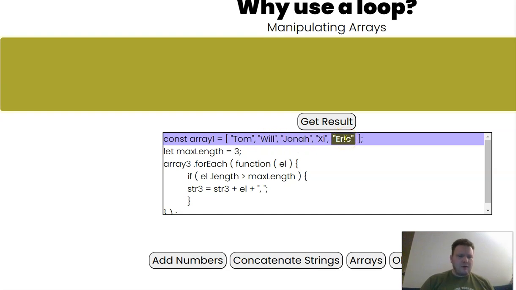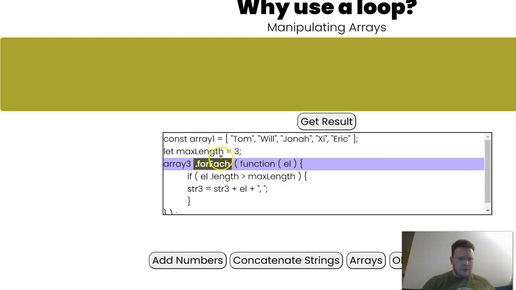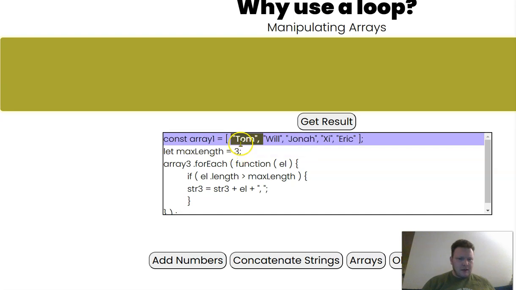And we have 5 elements or 5 names in this array: Tom, Will, Jonah, Shi, and Eric. Now we are going to form a filter so that we will only display to the screen names that are greater than the max length. So the max length is 3, so that means Tom will not be displayed, but Will, Jonah, and Eric will be displayed because they have more than 3 letters.